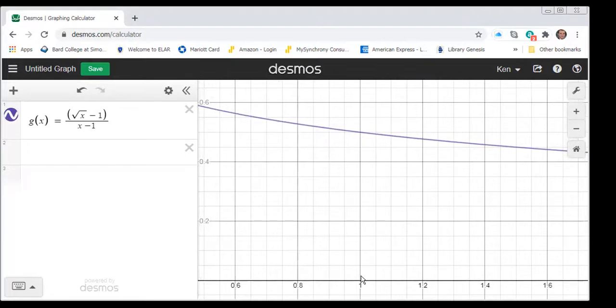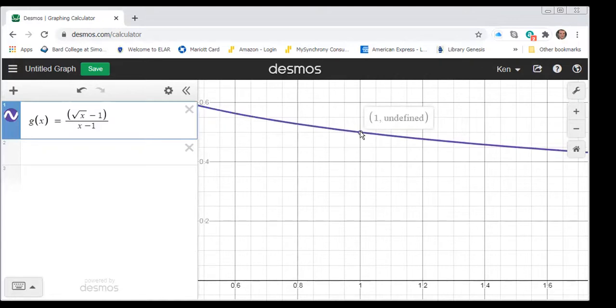So here's x equals 1, and the graphing software doesn't identify the issue of division by 0. It just sort of draws the line straight through. So when x is equal to 1, g of x is equal to this value. And okay, yeah, there it is. So it says undefined because you can't divide by 0.